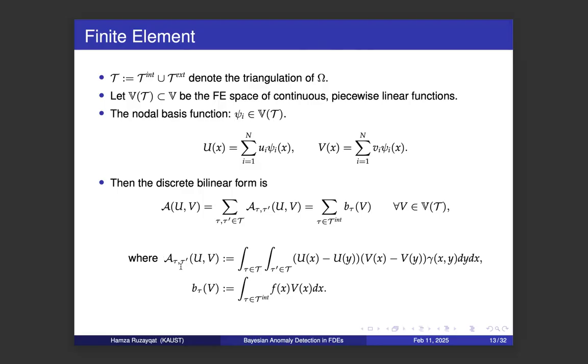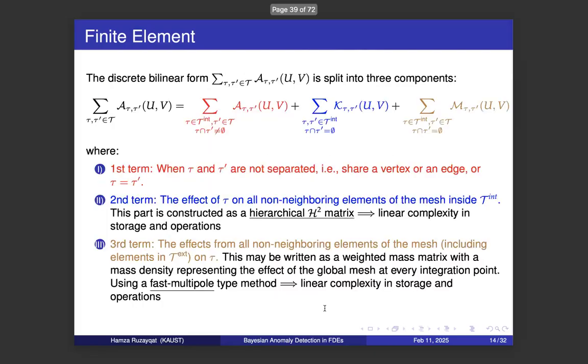And this A_T,T' is the double integral of (u(x) - u(y)), (v(x) - v(y)) times gamma(x,y) over small triangles T'. And B_T(v) is the integral of the source function times the test function v(x) over a triangle T belonging to T internal.